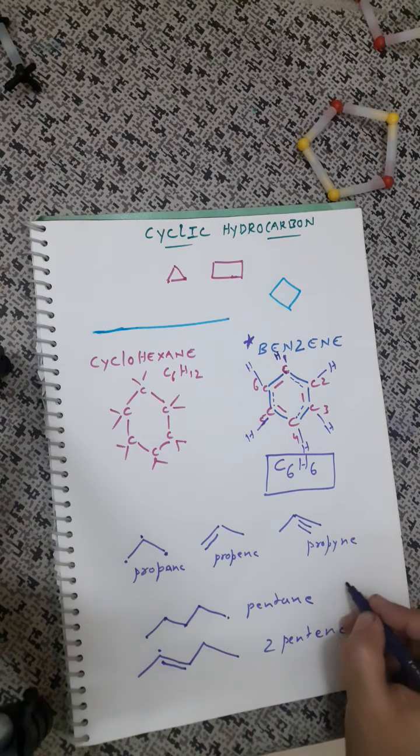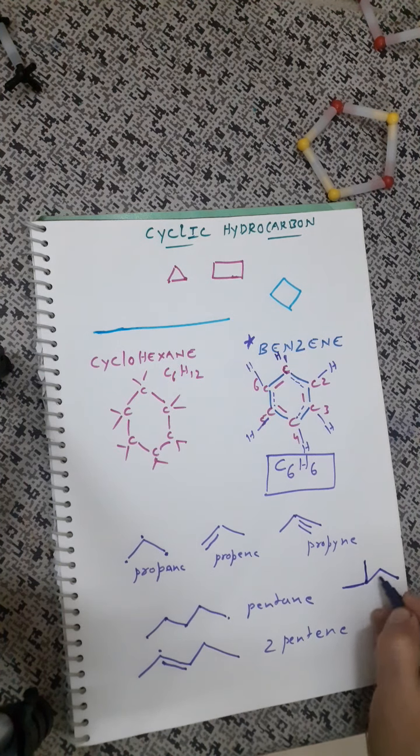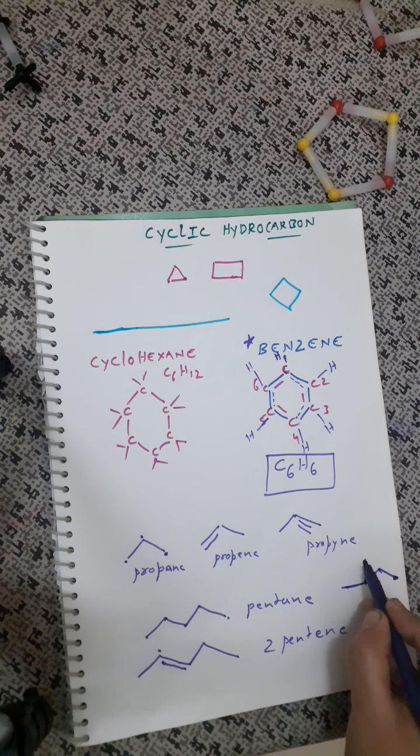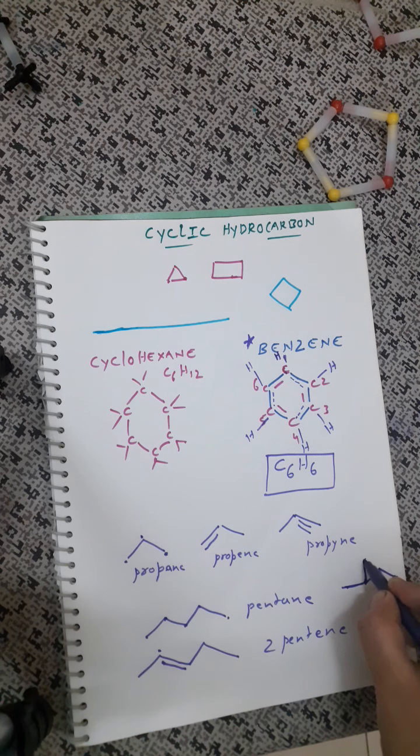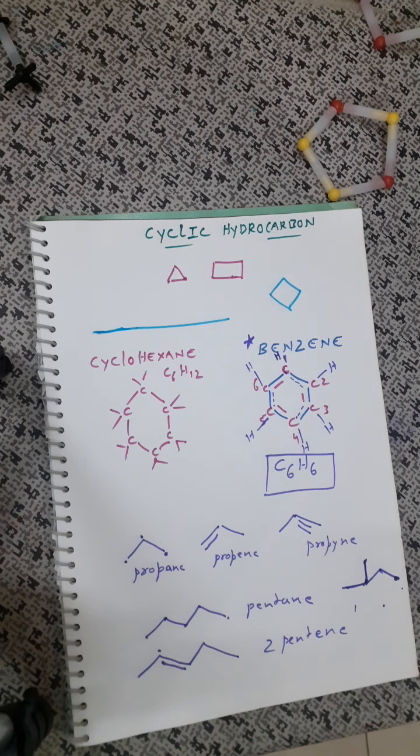And if suppose I draw it like this, so what is this? This is a branched one. So 1, 2, 3, 4. That is but. And where is the branch, where is a methyl group being attached? To the second carbon. So 2-methylbutane. So hydrocarbons can also be represented in the symbolic pattern.